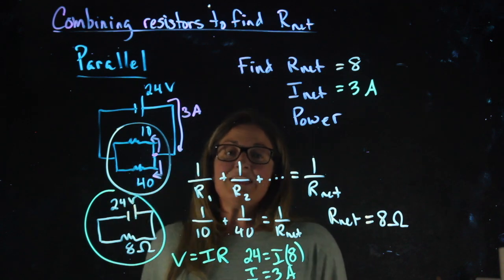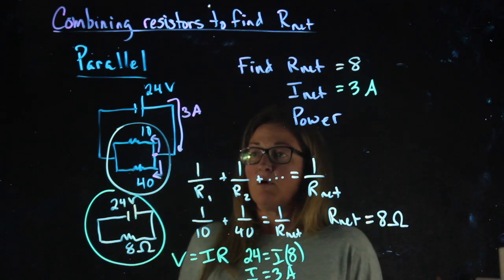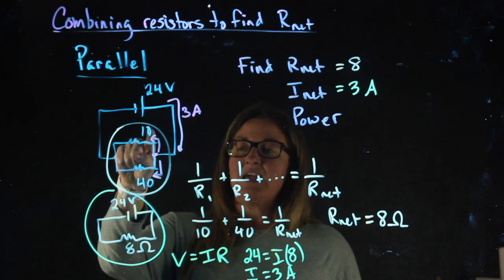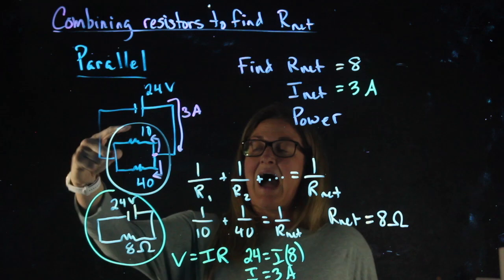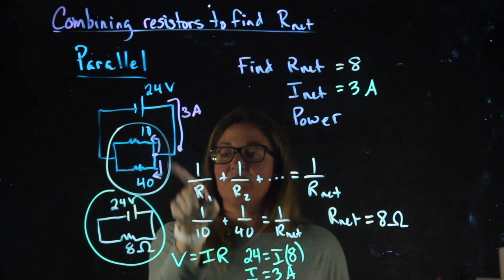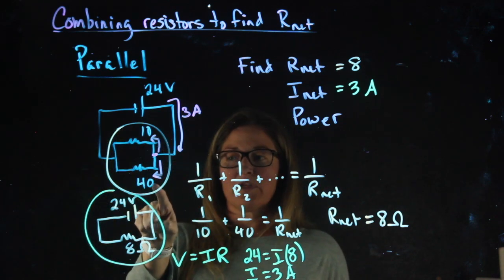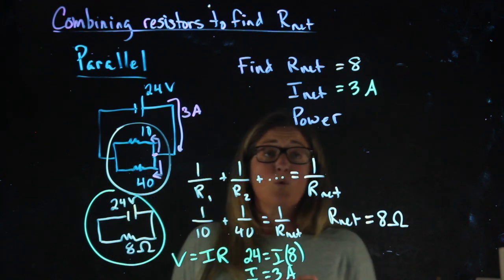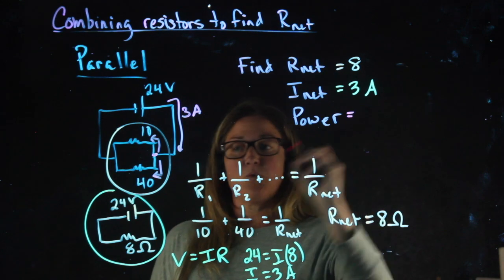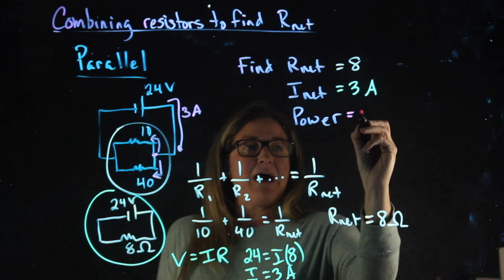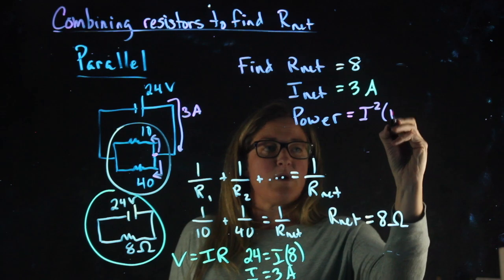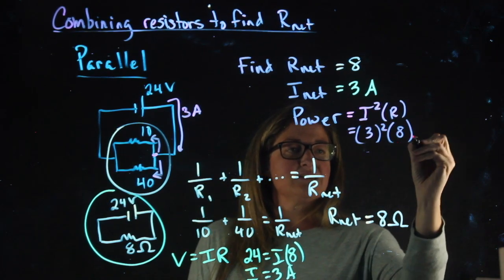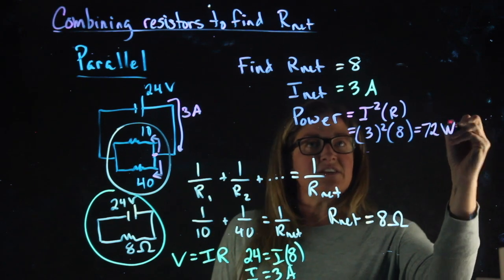Which one is going to be easier for current to flow through? Well, the one with less resistance. So if I were to calculate the amount of current in each one of these branches, I would find that this one gets 4 times more current than the other one. Or this one gets 1/4 of the current that the 10 does. We'll come back to that later, but I wanted to introduce it now. To get power, P equals I squared R, 3 squared times 8, 9 times 8, 72 watts.